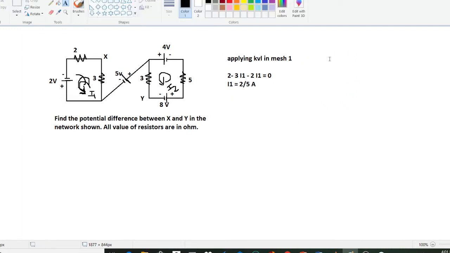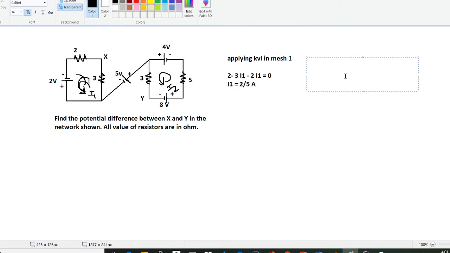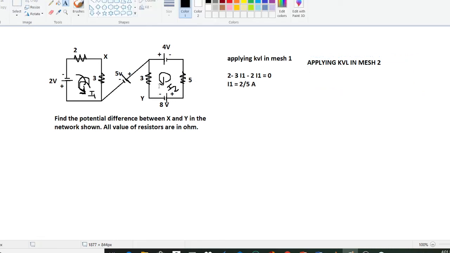Similarly, we can apply KVL in mesh 2. Applying KVL in mesh 2, we can write: if we start from here, minus 2 plus... since the current is falling in this direction, it will be plus 8 volt minus 5I2 and plus 4 minus 3I2 equals to 0.